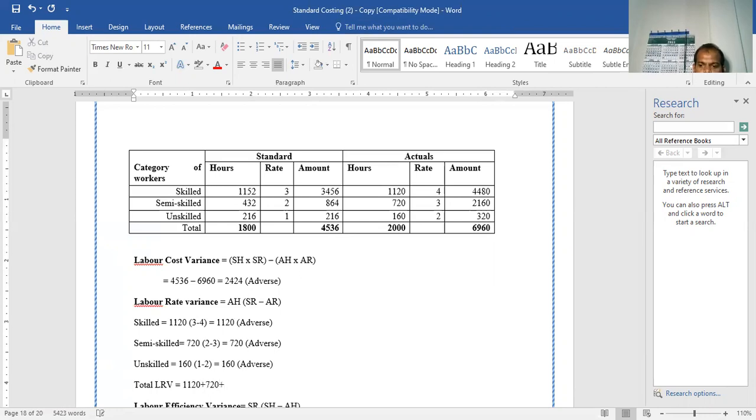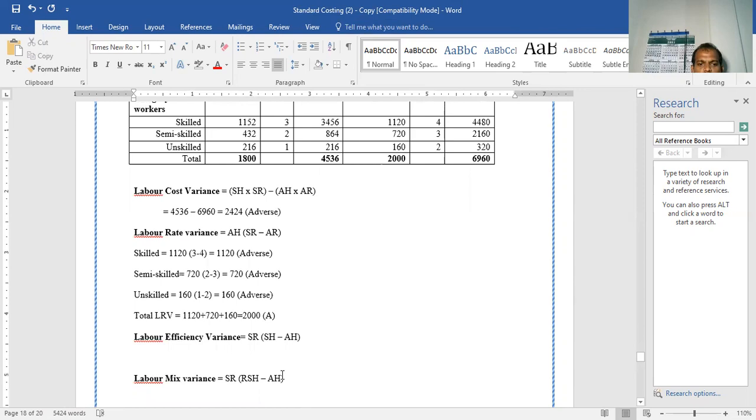720 plus 160, that is equal to 2000 adverse variance, because all are adverse. See, minus values will come: minus 1120, minus 720, minus 160. So instead of mentioning minus, we have to mention adverse.